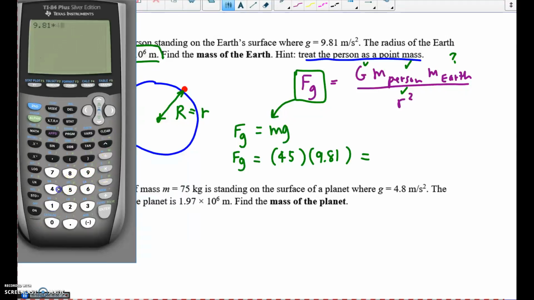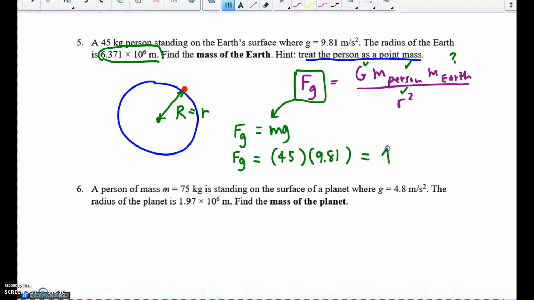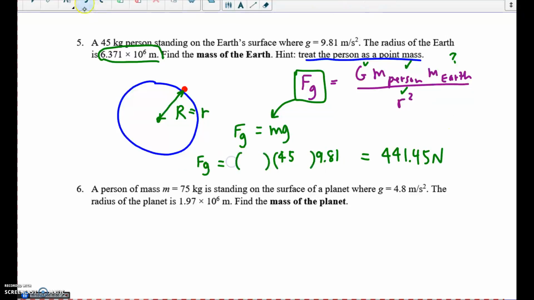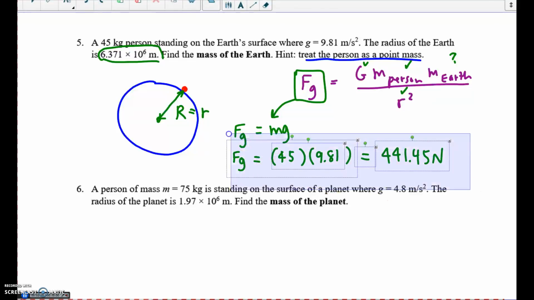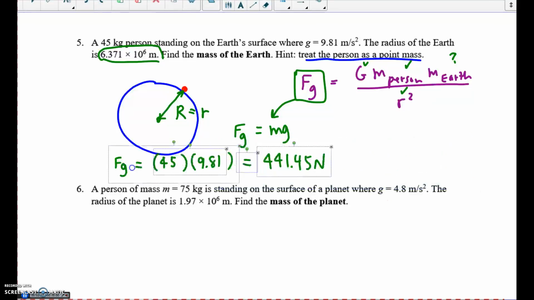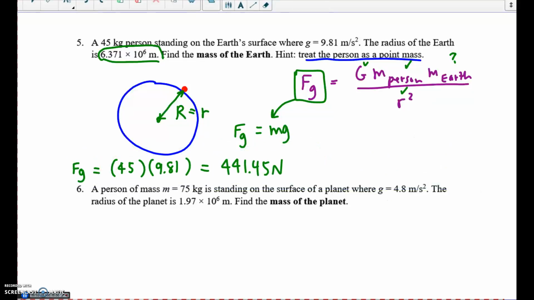9.81. 441.45. Okay, let me move all this over to the side. Alright then, we're ready to proceed. Force of gravity is 441.45. That's weight. We also call that the weight.